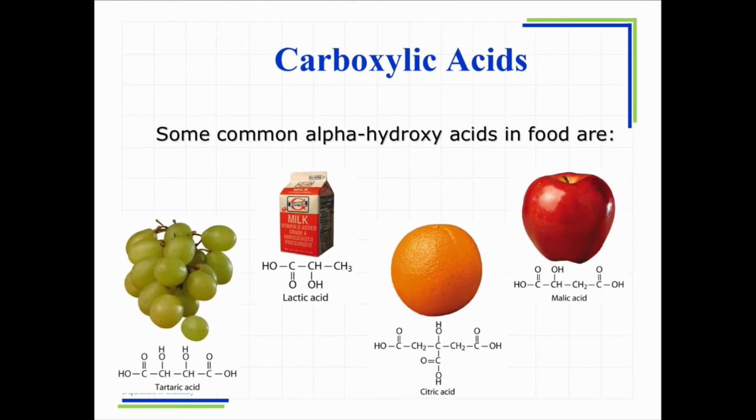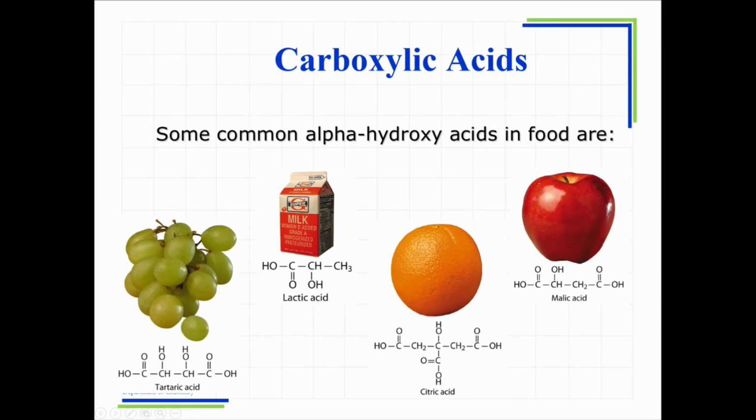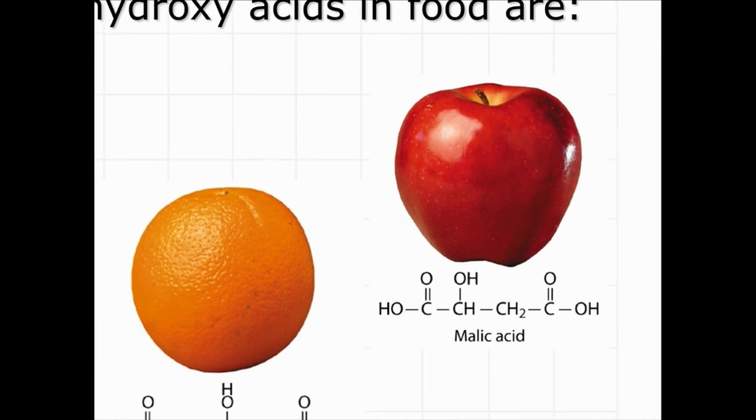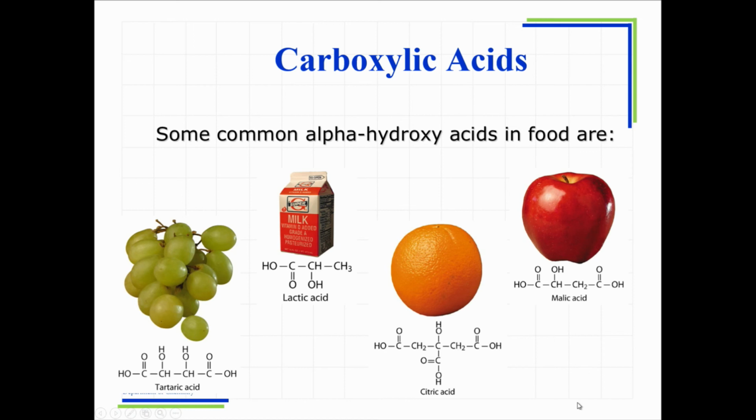Malic acid, which is found in apples, is right here, and we'll zoom in. No, we won't. Malic acid. I want to try one more time. There we go. Malic acid. We've got our carboxylic acid group. We've got our alpha carbon and an OH group right next to it. Now, do I want you to memorize those formulas? No, but I would like for you to be able to recognize an alpha hydroxy group when you see one.